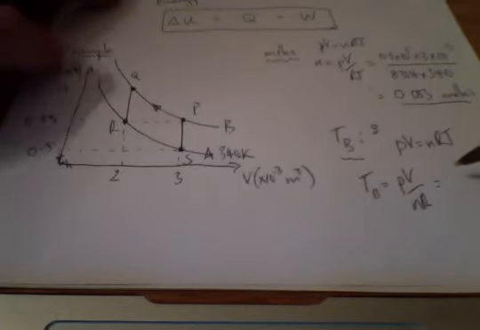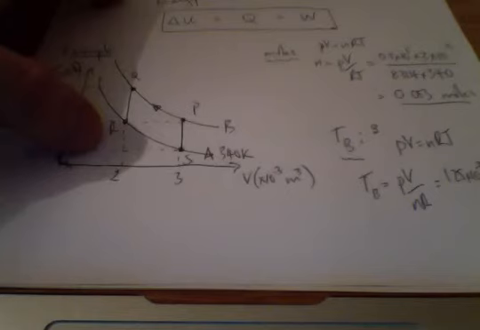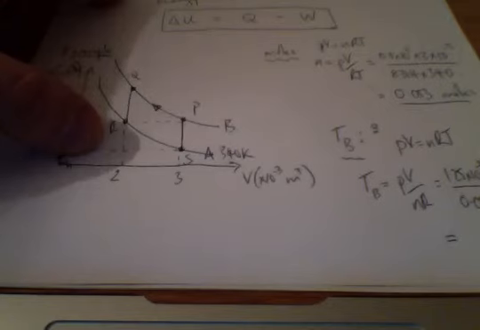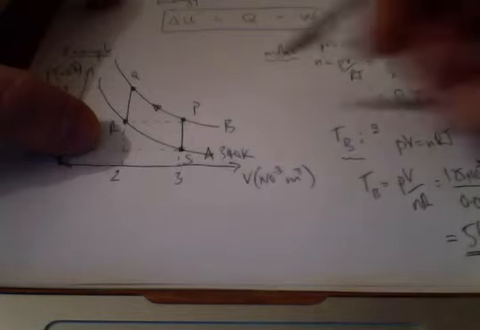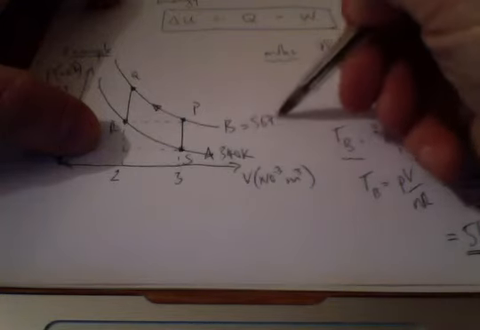P at point Q is going to be 1.25 times 10 to the 5. Multiply that by 2 times 10 to the minus 3, which is the volume, divided by our newly found number of moles and our ideal gas constant. And that should come to 567 Kelvin. This is 567 Kelvin.